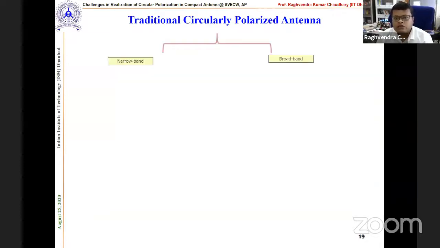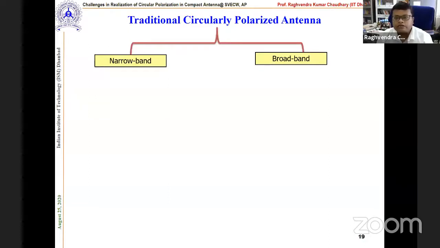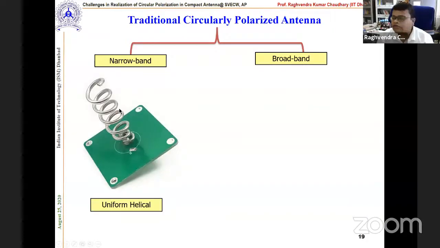If you're talking about the traditional circularly polarized antennas, they come as narrow band and broad band. Now, this is the helical antenna. Correct. A very well known antenna. It operates in two modes. Normal mode and axial mode. Based on the circumference dimension, we need to compare it with the lambda; in a certain range it works as an axial mode antenna, otherwise not. So this is one of the antennas used earlier to realize circular polarization and was very famous.